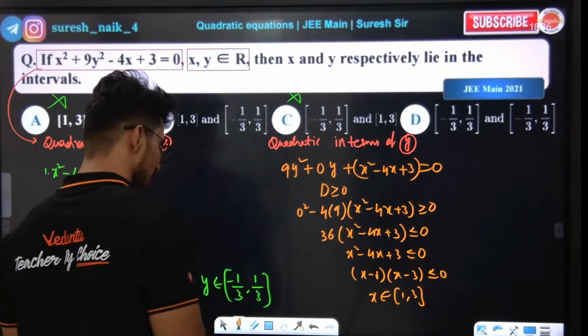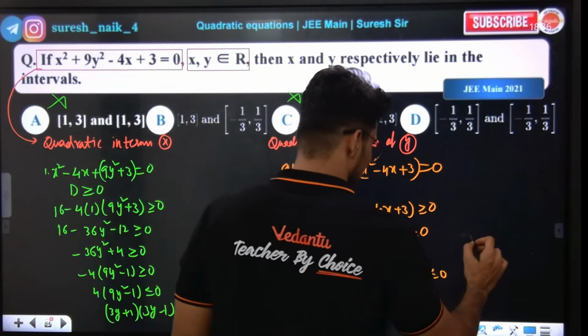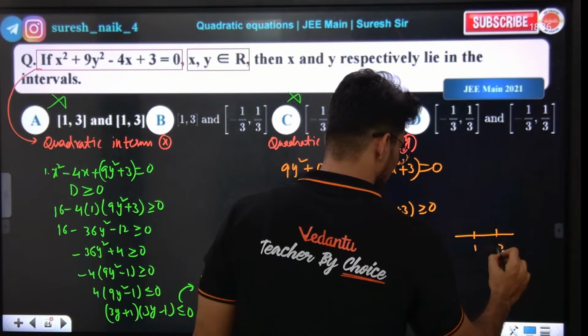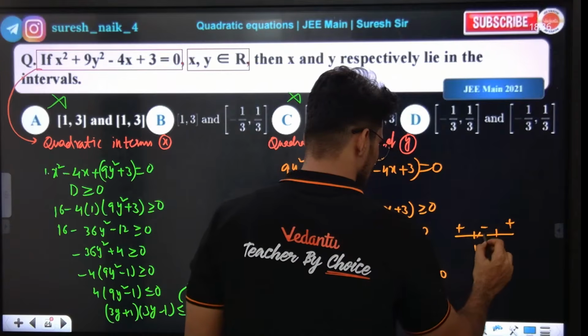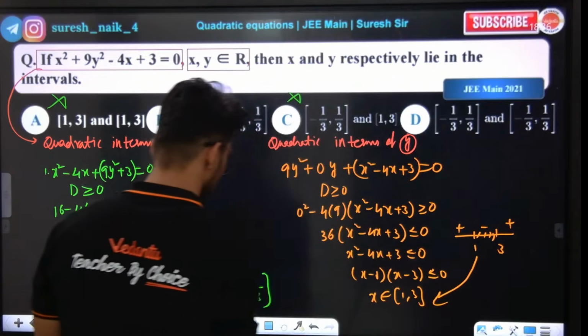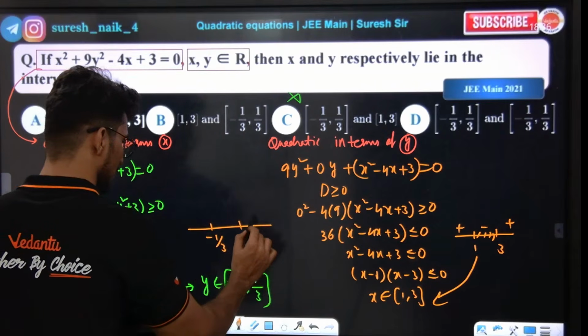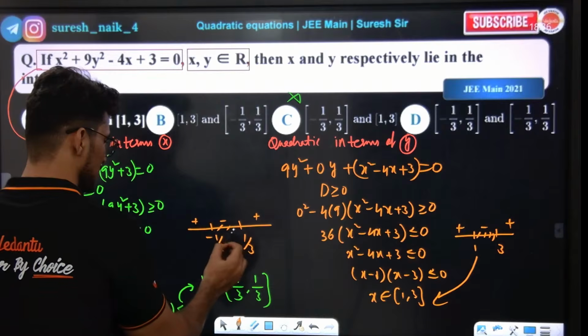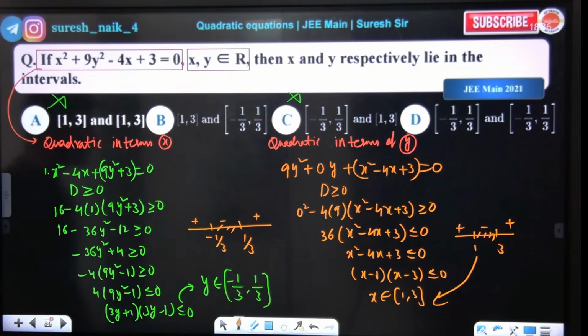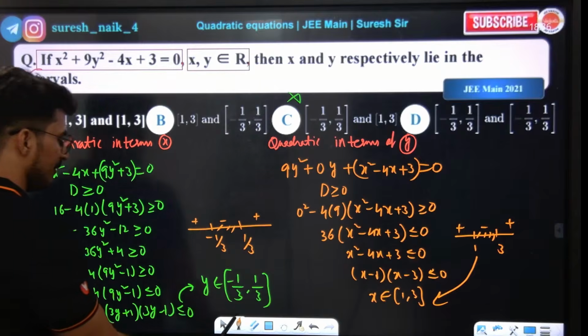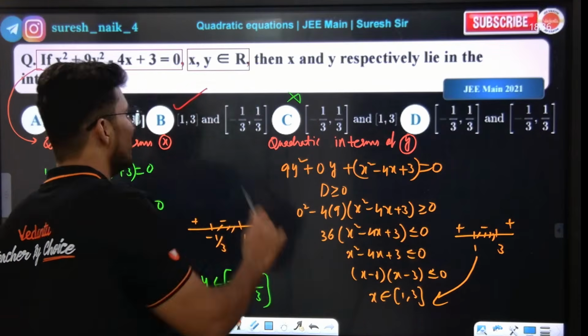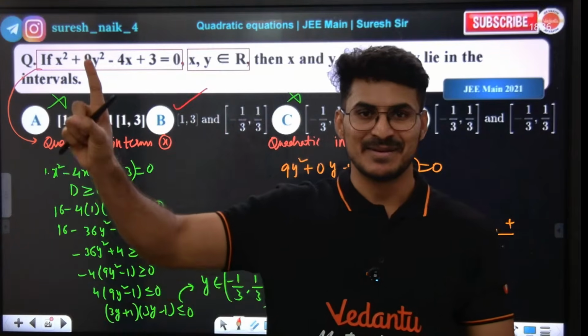Check. Do you know how to apply the VB method or not? So 1, 3 with plus, minus, plus signs. This region I want. Check. Here, 1, minus 1 by 3, 1 by 3 with plus, minus, plus. And this region I want. So I wrote this. Any doubts? Option B is right. B is the right answer.